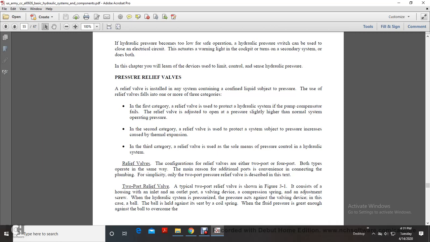For simplicity, only the 2-port pressure relief valve is described in this text. Your 2-port relief valve. The 2-port relief valve shown in Figure 3.1 consists of a housing with inlet and outlet ports, a valving device, a compression spring, and an adjusting screw.